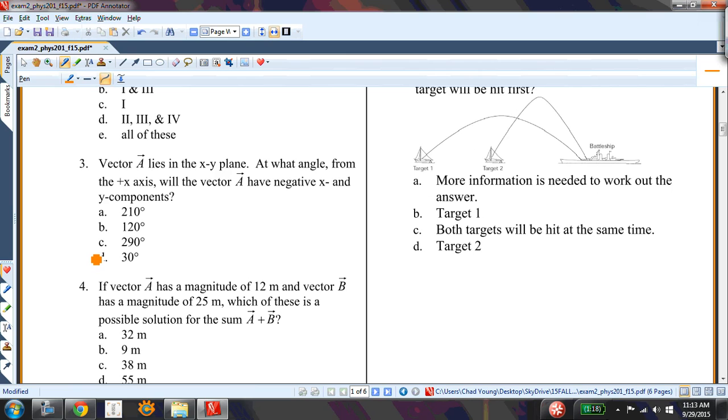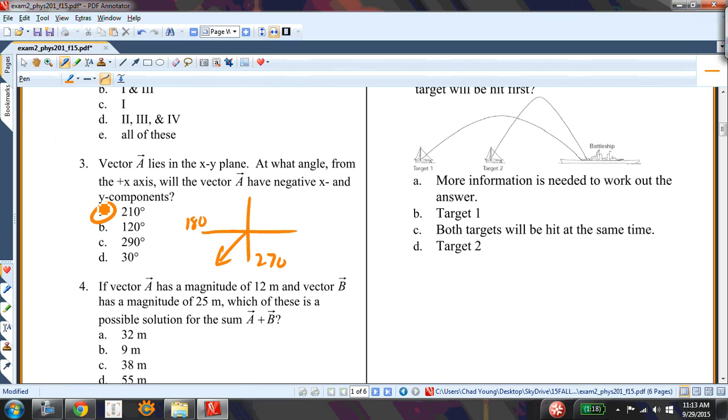Vector A lies in the xy plane. At what angle from the x-axis will the vector A have negative x and y components? All right, negative x and y components would be over here. So I'm looking for an angle that'll put me in that third quadrant. So remember, this is 180, this is 270. So somewhere between 180 and 270, that's going to be 210.